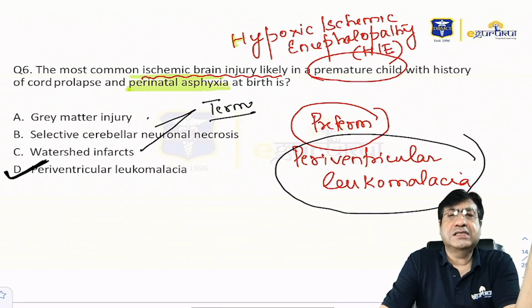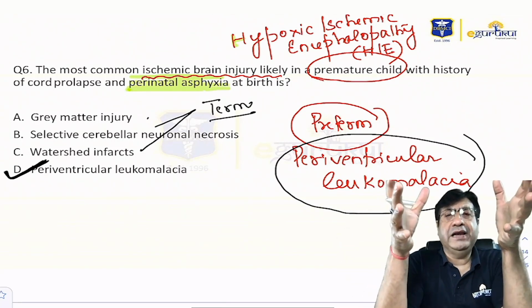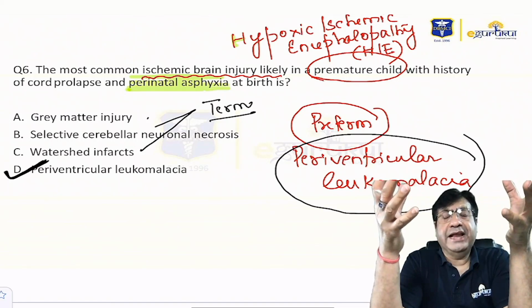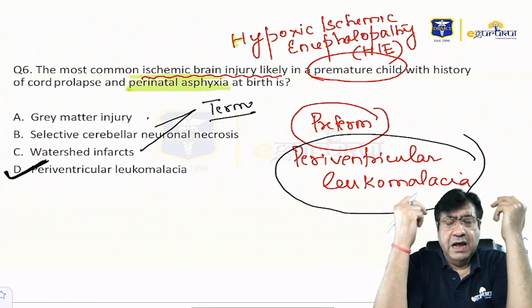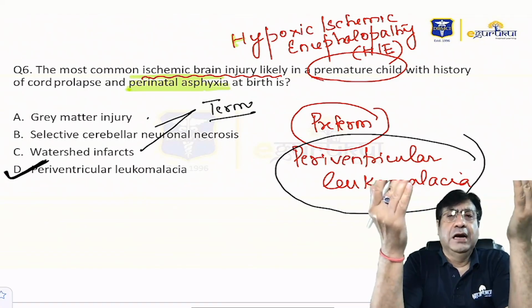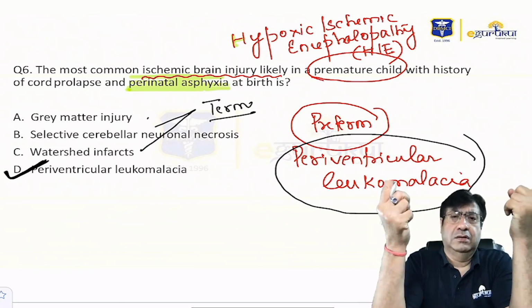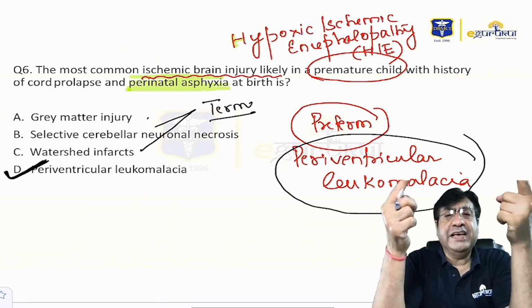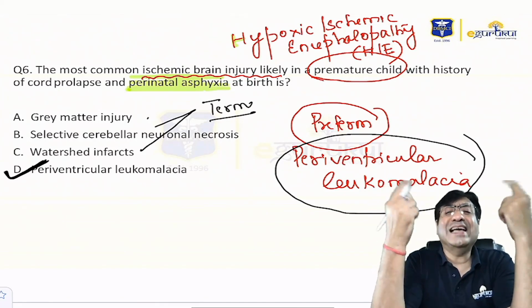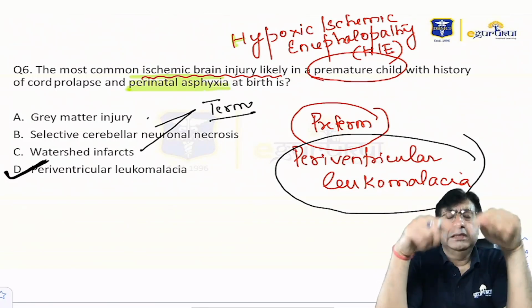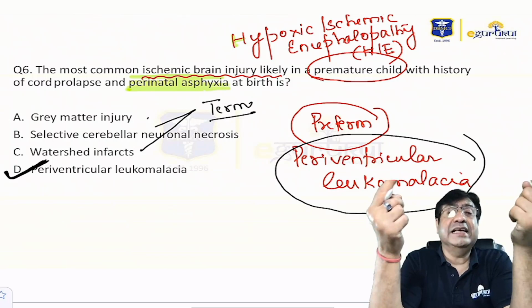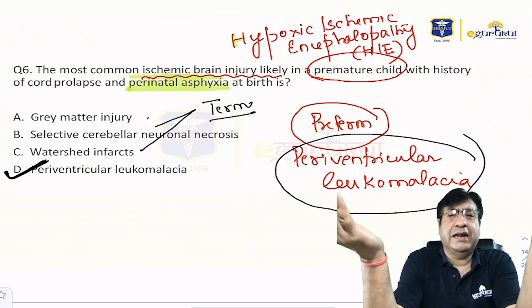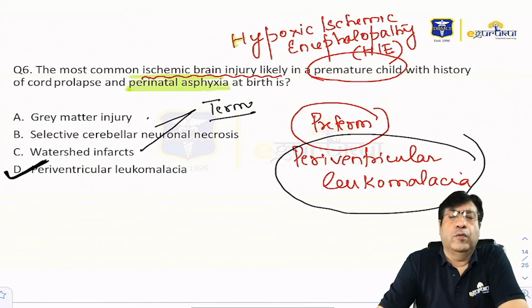There are also watershed infarcts. Watershed areas of the brain are areas which are not supplied by the main cerebral arteries. These watershed areas, which are also the parasagittal areas of the brain, are more susceptible to ischemic injury in a term newborn. But in the preterm, the most susceptible area to ischemic injuries is the periventricular white matter area, and the necrosis of this area is known as periventricular leukomalacia.